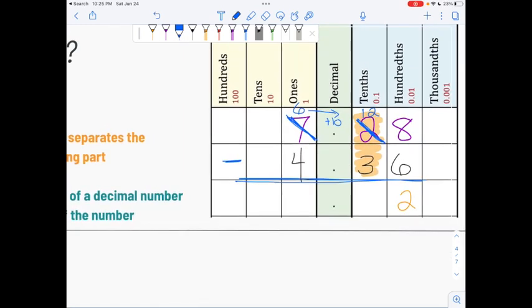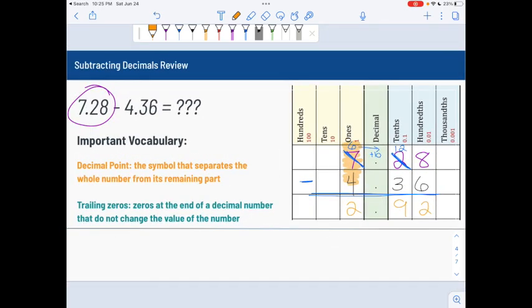12, and then I'll zoom back out. All right, 12 take away 3, I know is 9. And then working away to the left. All right, be careful. That's 6 take away 4, and that is 2. That means the answer to this problem is 2 and 92 hundredths.